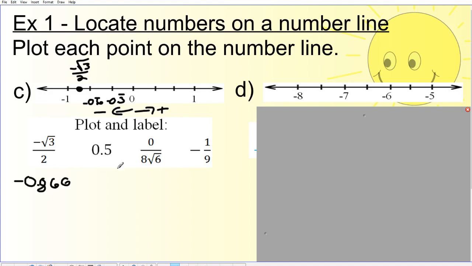Next one, 0.5. That's actually pretty easy. Stays positive. See, positive. So halfway between 0 and 1, right here, is 0.5. Okay, nice. He was already a decimal. Loved it. 0 divided by this stuff.